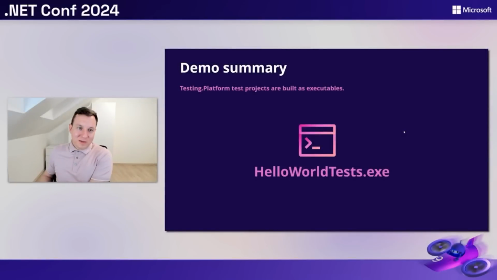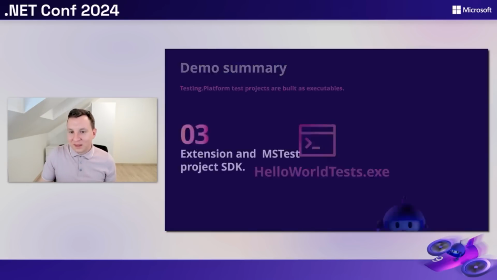So what I want you to remember from this demo is that the test projects in Testing.Platform are now built as executables. And so you can manipulate them, you can combine them with other tests, with other applications, like you would combine a console application. So you can use .NET Trace, you can put them inside of a container, and so on.